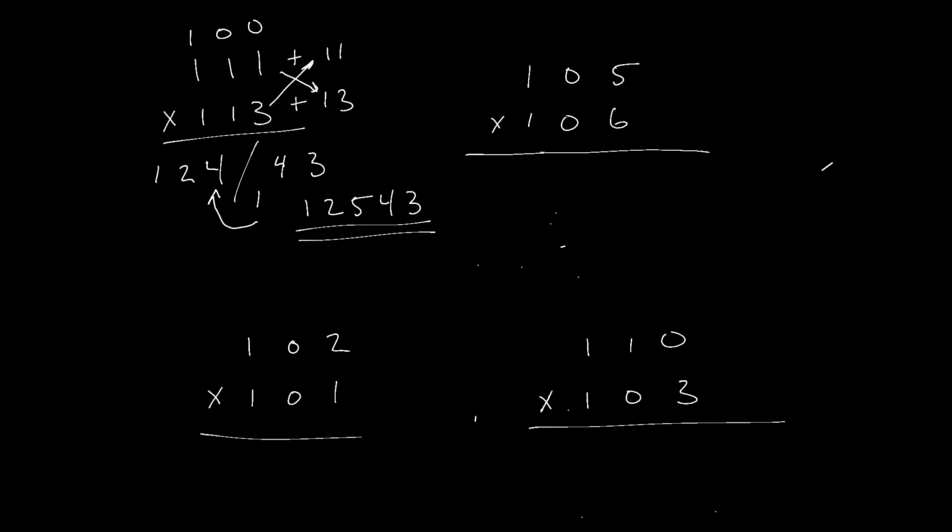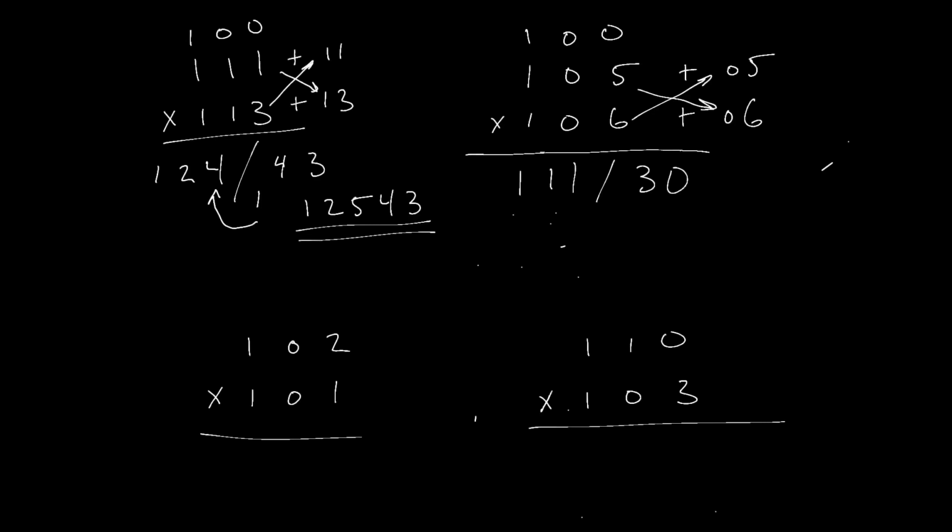Okay, problem number 2, 105 times 106. Working from base number 100, this is going to be plus 5. This will be plus 6. Left-hand side, either add these two or add these two. That gives us 111. For the right-hand side, we multiply straight down the differences.